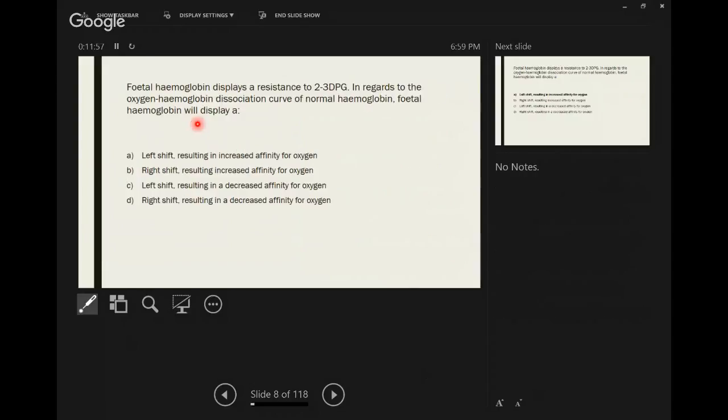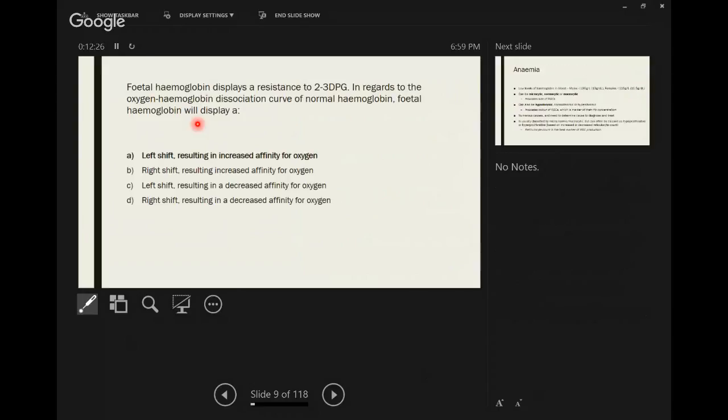So yeah, question 1, fetal hemoglobin displays a resistance to 2,3-DPG. In regards to the oxygen hemoglobin dissociation curve of normal hemoglobin, fetal hemoglobin will display a... I'm going to point to someone, and then for the next question, they're going to choose someone to answer. So you can answer this one. Yeah, A. So I think I discussed that earlier.